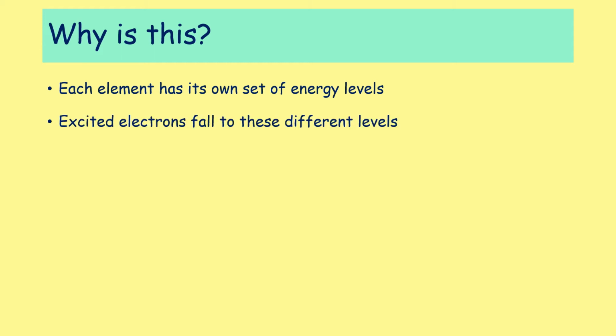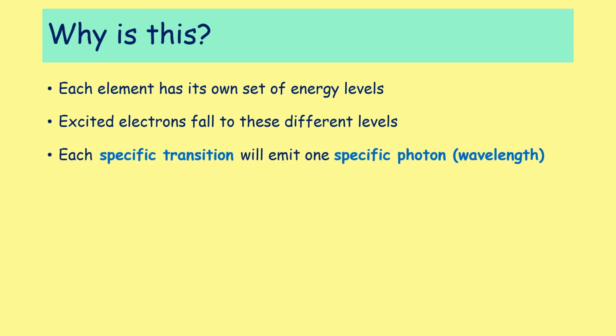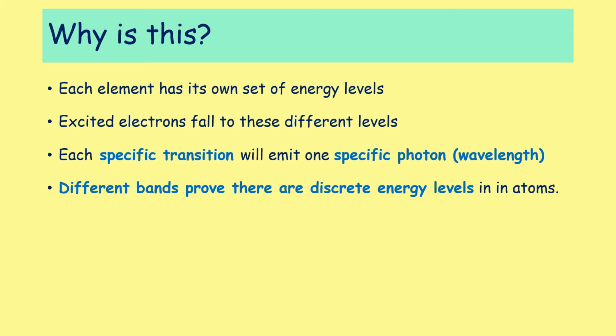and that the lines occur at different colors. So why does this happen? And why is each element different? Well, it's because each element has its own set of energy levels, and excited electrons are falling to these different energy levels. Each specific transition, so from energy level 3 to energy level 2, or energy level 3 to energy level 1, etc. Each specific transition will emit one specific photon. So that means that photon has a specific amount of energy and therefore has a specific wavelength. And wavelengths are different colors.